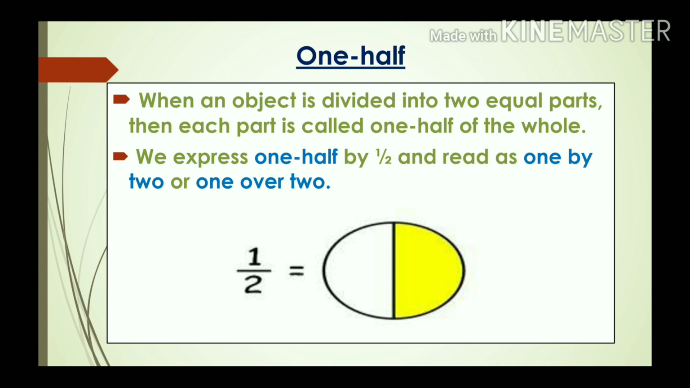So first one is 1 half. What is 1 half? When an object is divided into two equal parts, then each part is called 1 half of the whole. And students, we can express 1 half by 1 upon 2 and read it as 1 by 2 or 1 over 2. So here you can see this is the figure for 1 half of the fraction.